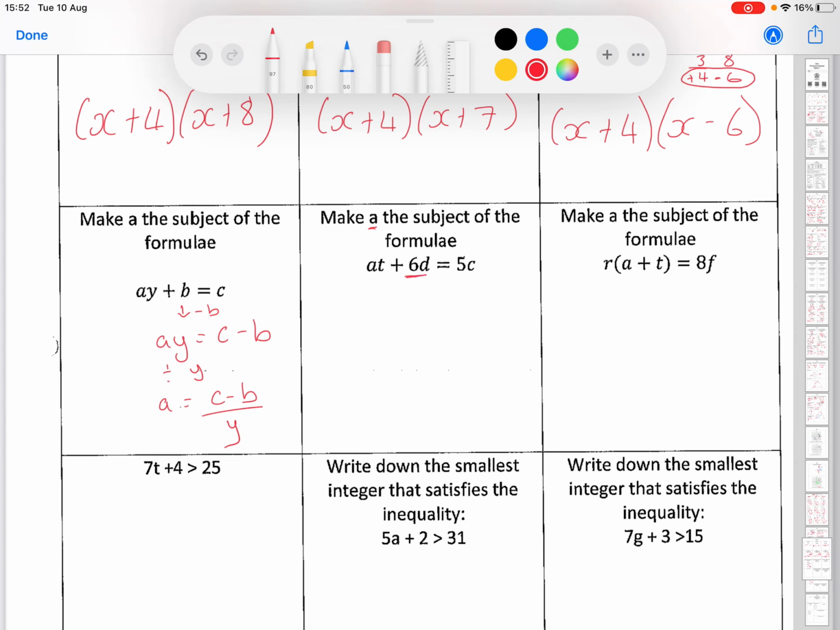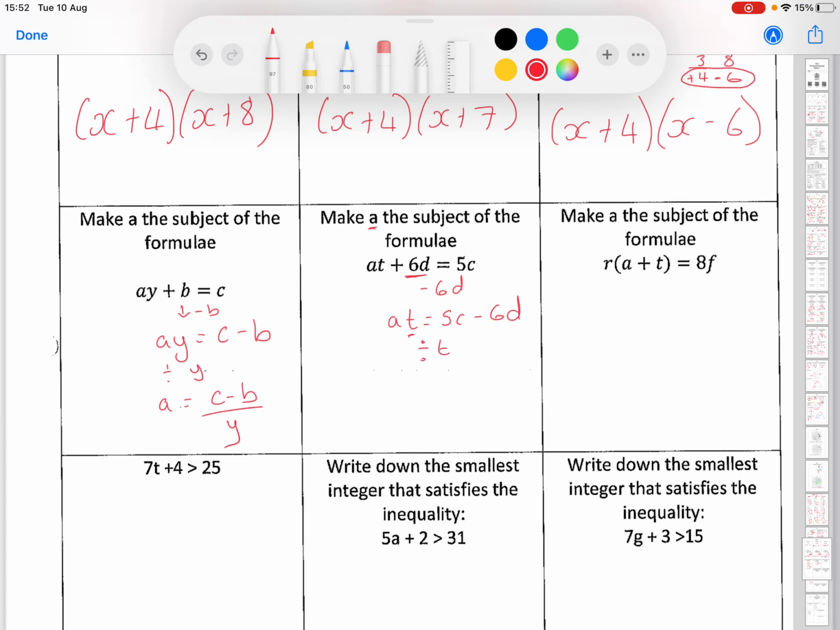Next one, we're still making a our subject. So we can basically take away this 6d. So the first thing I'm going to do is take away 6d first. So I'll be left with at on this side, and on the other side I'll have 5c, but I would have taken away 6d. So that 6d is basically on the other side now.